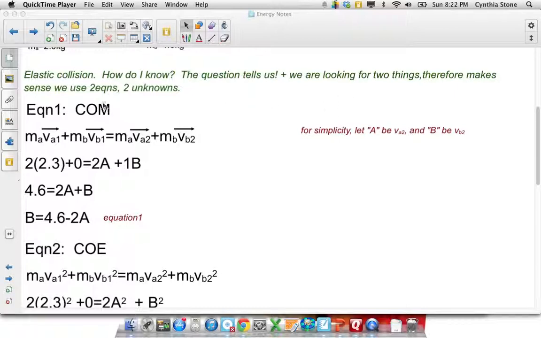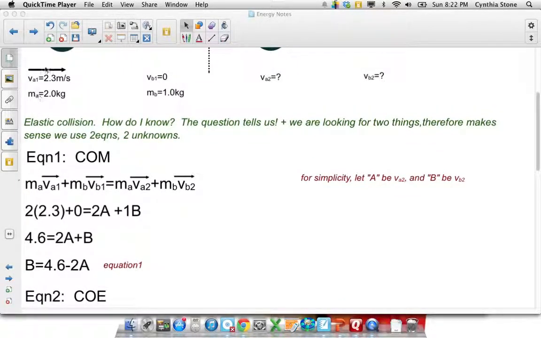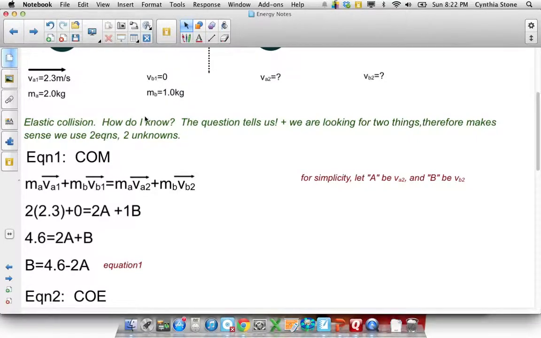So looking at my first equation then, I'm calling the big one A and the little one B. So it's got MA is 2, VA1 is 2.3, and then the initial momentum of this one is 0, right? Because 1 times 0 is 0. And that's going to be equal to 2 times what I'm looking for, A, plus 1 times B, or just B, right? So here's my first equation. And what I did in this step is rearranged it to get B by itself because I will be substituting that in. I'm going to use substitution to solve for B and A.